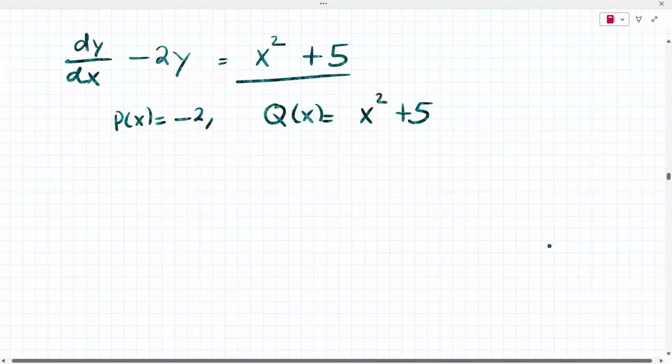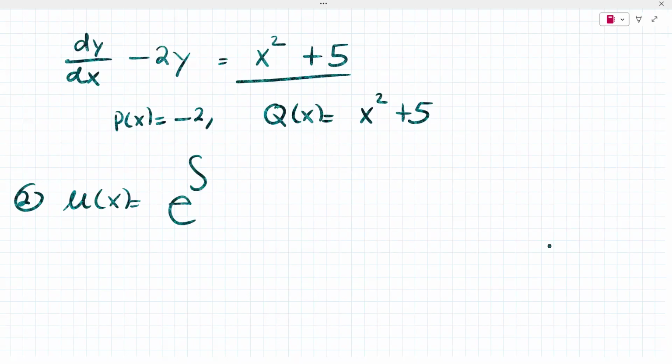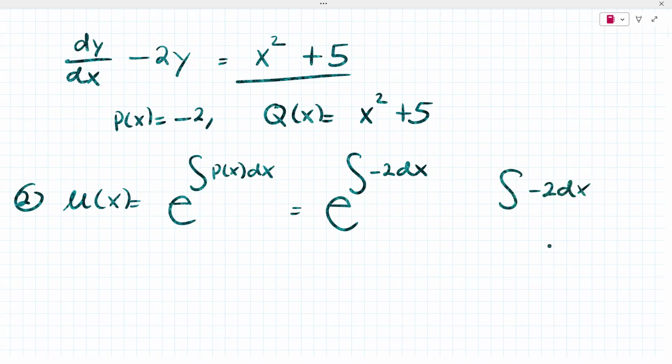Okay. Step 2, find your mu. Your mu is e to the integration of p of x dx. What is our p of x? It's negative 2. So this is going to be e to the integration of negative 2 dx. We know how to take the integration of negative 2 dx. It's basically negative 2x. So that's e to the negative 2x, and that is your mu.